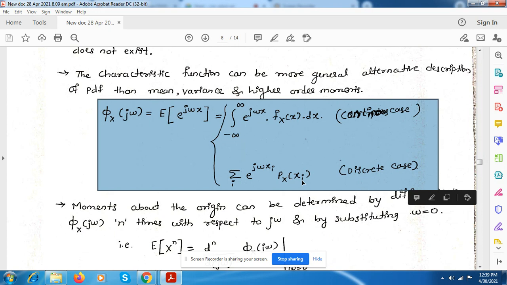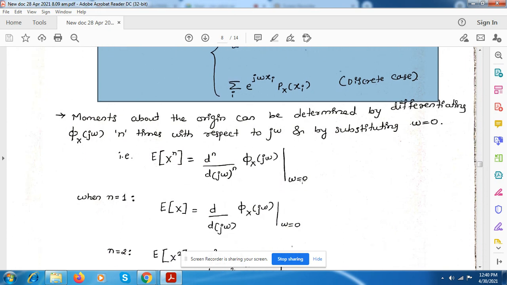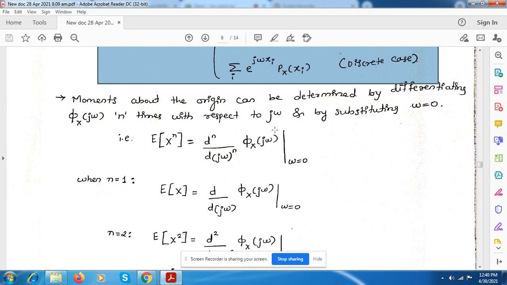Next we will see the moments, that is first order moment, second order moment, nth order moment. All these we will see next. First order moment is nothing but the mean value, that is E of x. So first we will see the general definition of the nth order moment.